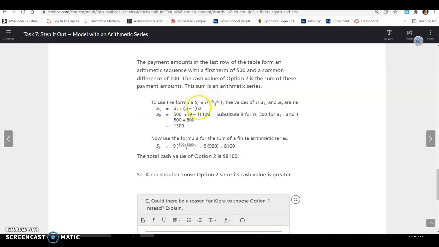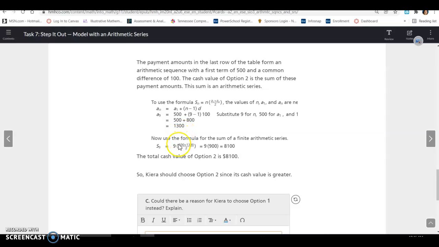So we can use the formula that we've been studying. S sub n equals n times a sub 1 plus a sub n, all divided by 2. n is the number of terms. We determined that is 9 payments. a sub 1 is the first payment of $500. And then a sub n can be found by plugging 9 into this formula here. So 9 minus 1 is 8. 8 times 100 is 800. 800 plus a sub 1 is 1,300. So the 9th payment is going to be $1,300.